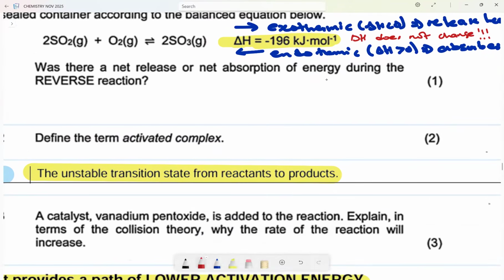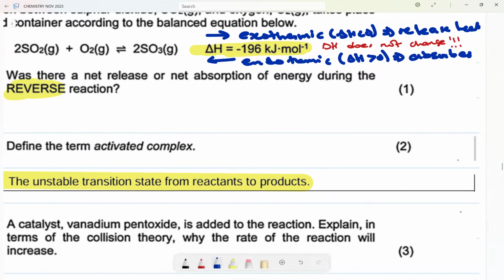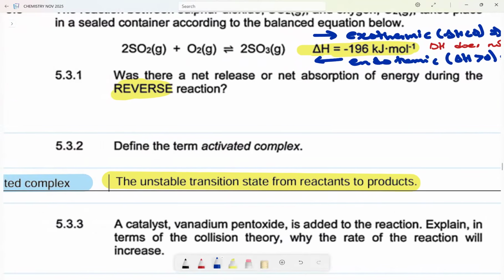Then the question is, was there a net release or net absorption of energy during, very important, they highlighted this, the reverse reaction? Can you see that the reverse reaction is endothermic, since the forward reaction is exothermic. So we know for the reverse reaction, which is endothermic, there will be a net absorption.